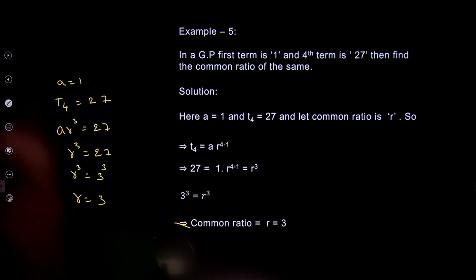Here we only need to find out the common ratio r value. Already in the question a equal to 1 and the fourth term a r cube equal to 27, then we will get the r value.